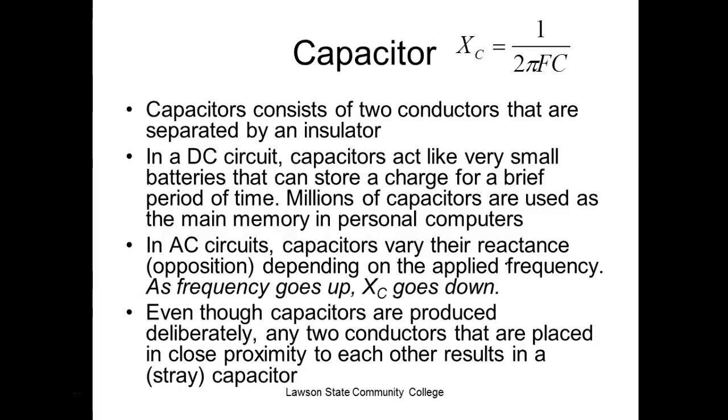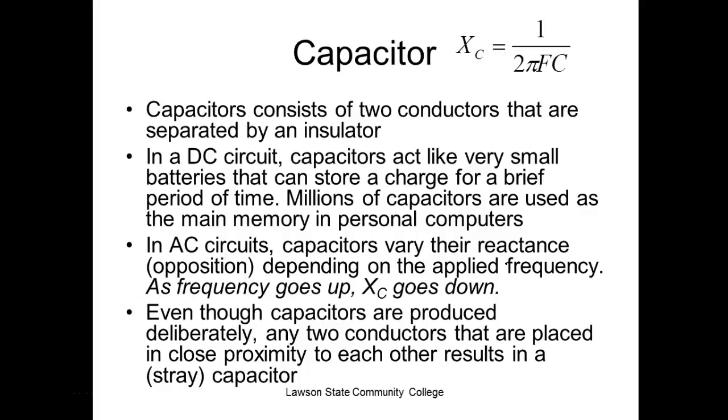So that's the formula. The amount of capacitance is measured in something called farads, and that's the C over there. And F would be what? Frequency. 2 pi: in AC, you'll learn why we use 2 pi a lot. 2 pi is 6.28, times the frequency times the capacitance.